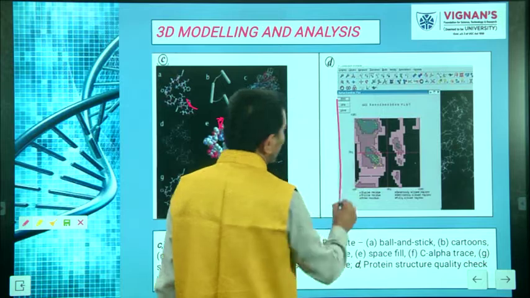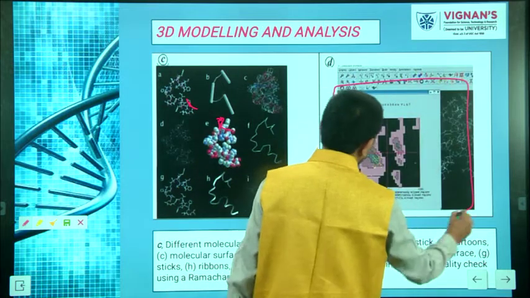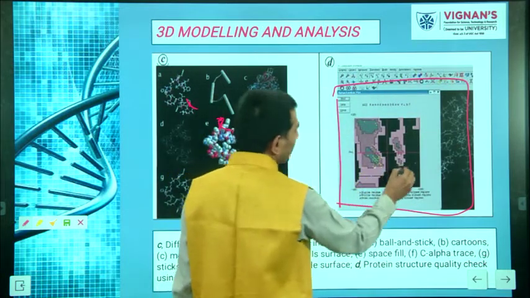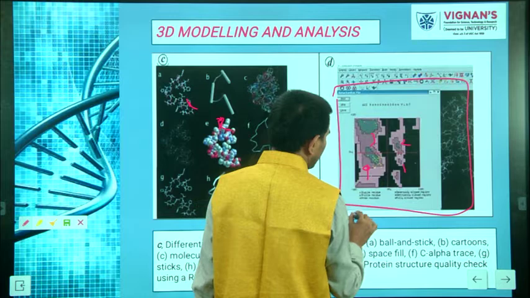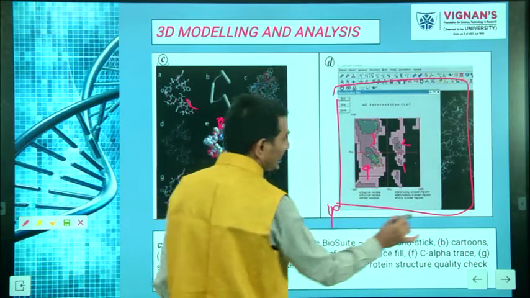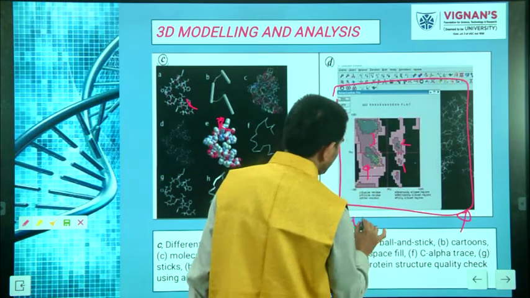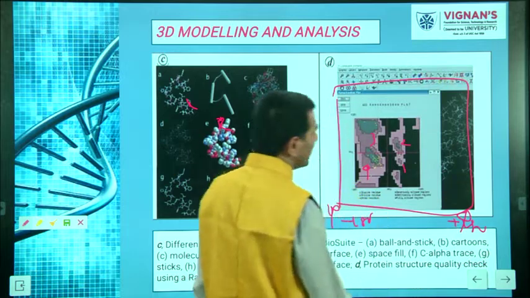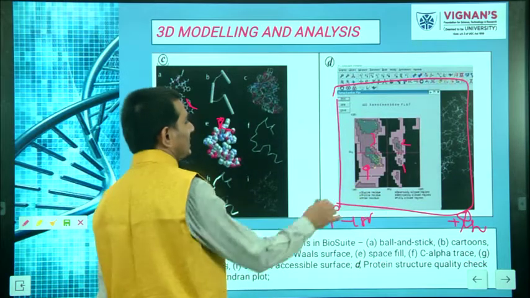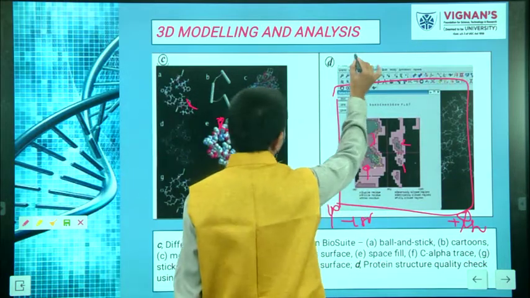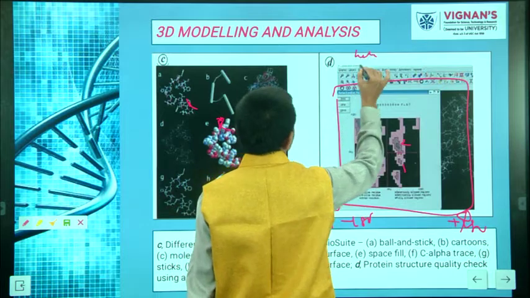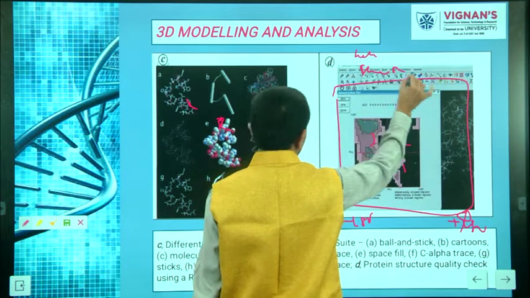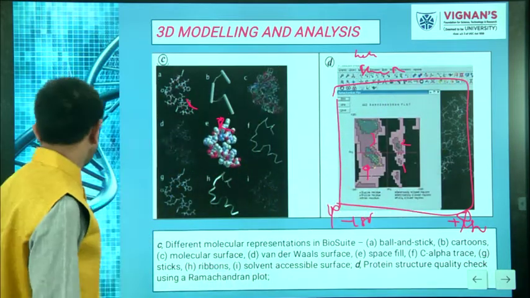And on the right hand side we can see the Ramachandran plot. This is nothing but the Ramachandran plot, which consists of four quadrants, and it is plotted between the psi and phi angles which range from -180 to +180, and it is mainly meant for predicting the protein secondary structure, which consists of helices, sheets, turns, loops and then coils.